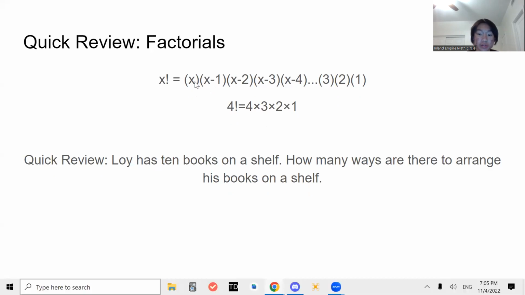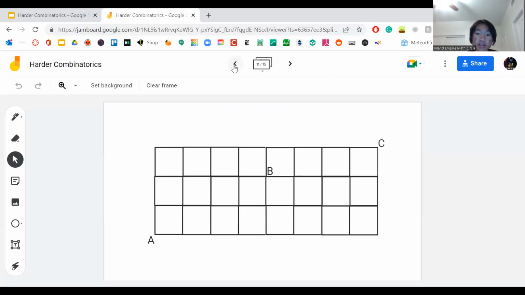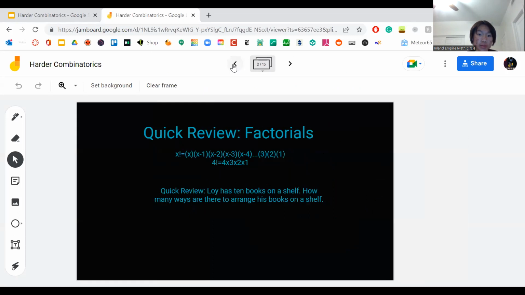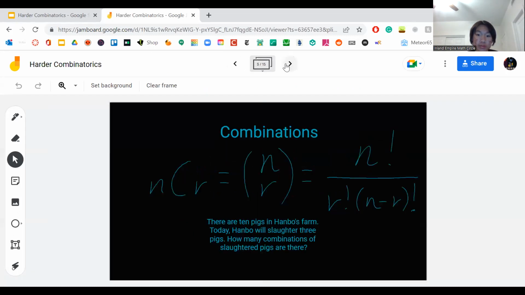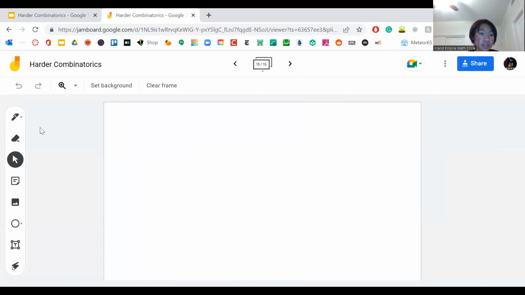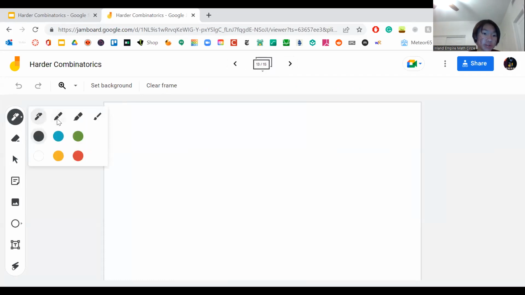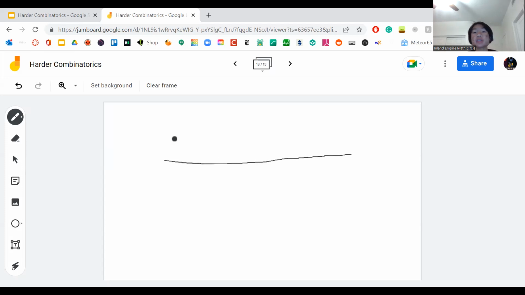So let me go draw this out for you guys. Let me find a new slide here. So let's say we have the 10 books, right? We want to put them on a shelf. When we are selecting the first book to put on the shelf, we have 10 choices, right? We have 10 books to choose from. So that's why the first number is 10 here. But after you put the first book on the shelf, we only have 9 books left to choose from, right?